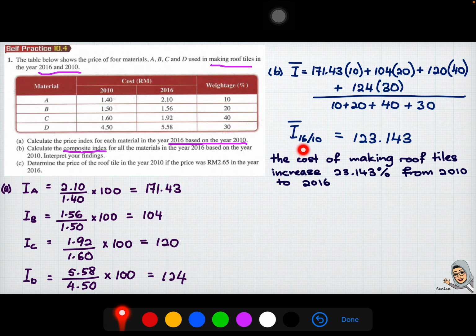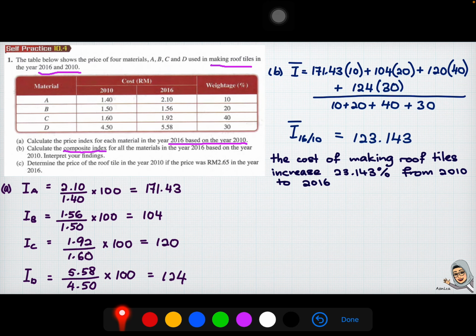So the composite index for all the materials in 2016 based on 2010 is 123.143. So the cost of making roof tiles increased 23.143% from 2010 to 2016.